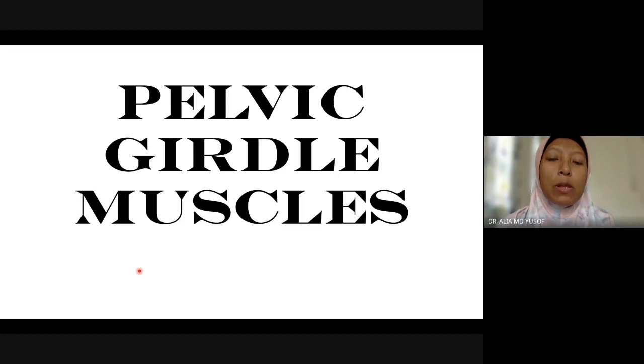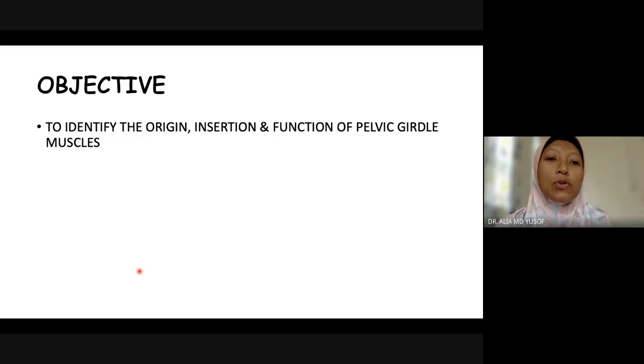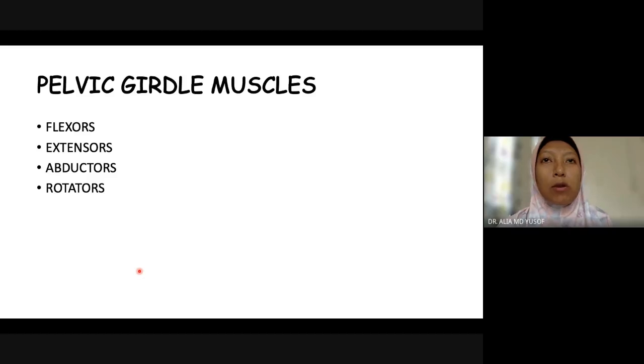This session we will learn about the pelvic girdle muscles. Okay, the pelvic girdle muscles, basically the muscles that move the hip joint. Now the objective is to identify the origin, the insertion and function of pelvic girdle muscle. Let's take a look at the overall general overview of pelvic girdle muscle. The pelvic girdle muscles are grouped into flexors, extensors, abductors and also rotators.